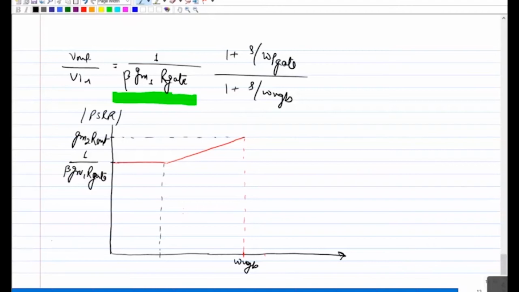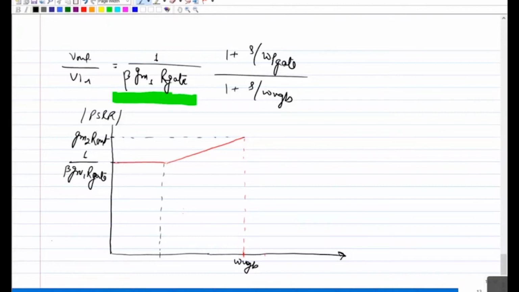So now if you talk about, let's say, one tenth of your omega UGB, then obviously that means the suppression will be 1/10 of GM2 R out. So if your GM2 is, let's say 10, in that case it will become 1, which means you have to go at a lower frequency. I mean 100 times below omega UGB, roughly you will start seeing a good suppression, otherwise not. Which means your UGB should be really very high in order to make sure that you get a good suppression of supply noise in the output.